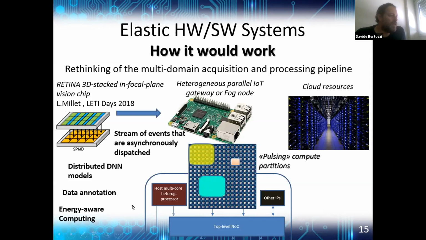Or data could be annotated based on their importance for the end user, based on their value of information, to use a formal term. And based on this value of information, we can allocate more or less resources on the gateway. Last but not least, you can have energy-aware computing. So you can compute things in the sensor node as long as you have battery. When you're running short of battery, the computation is offloaded to the gateway. So you see here that you start having elastic compute and memory partitions.